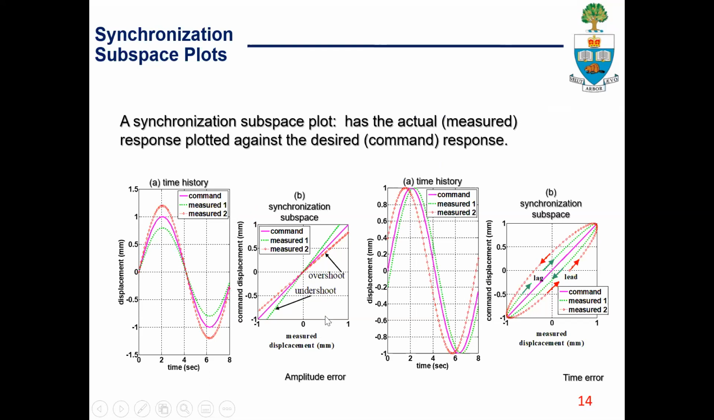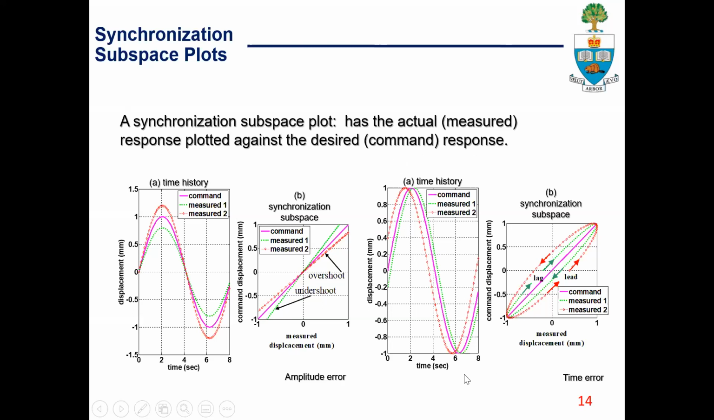And when we look at the corresponding synchronization subspace plot, we can see that for perfect control, if the command was exactly equal to the measured, we would have a straight line with 45-degree inclination. And this inclination angle changes with undershoot and overshoot errors.